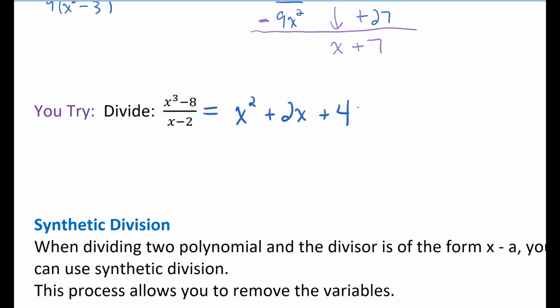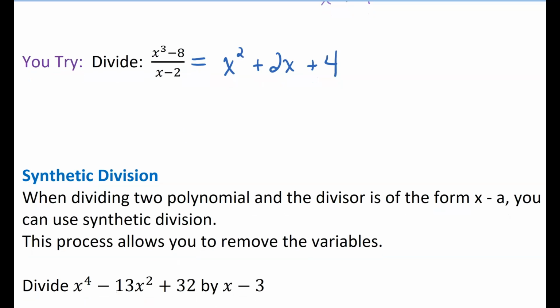Okay. Ready to look at synthetic division? Synthetic division is awesome. It is awesome, awesome, awesome.